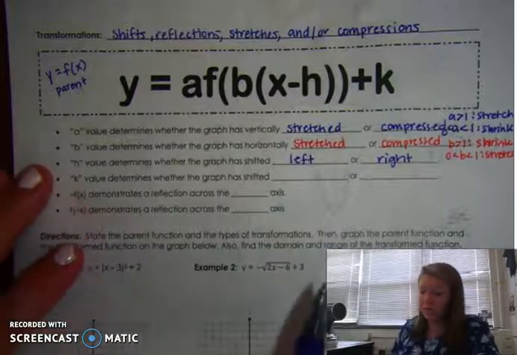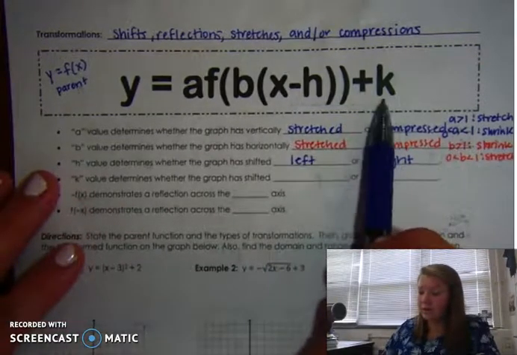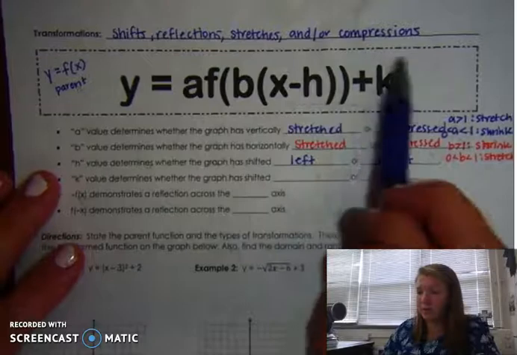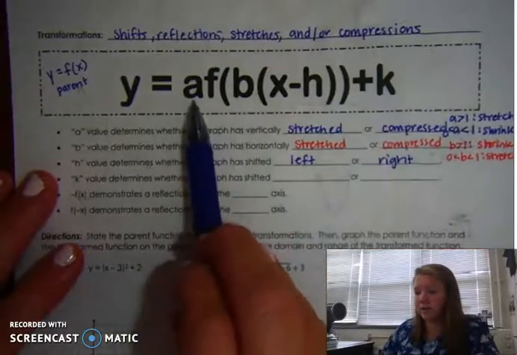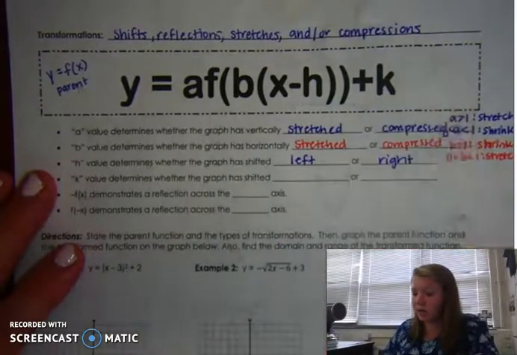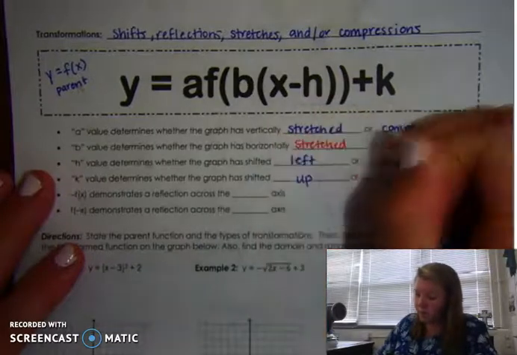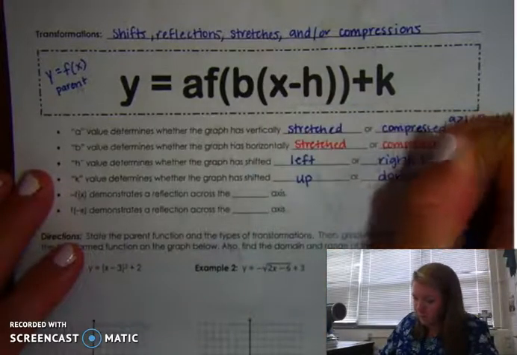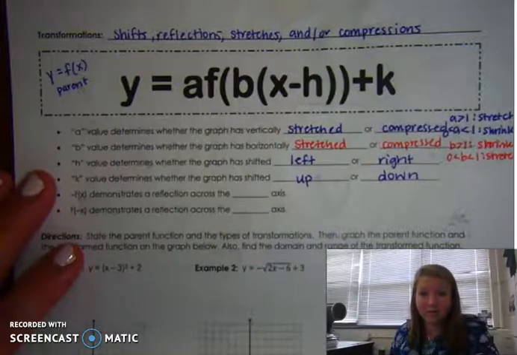The k value is positive, and it's on the outside of the parentheses, so this is going to be a vertical change, just as the a was, and it's going to be true to its side, so it's going to shift up or down. So if you had a plus 5, that means you're going up 5. A minus 5 would mean down 5.